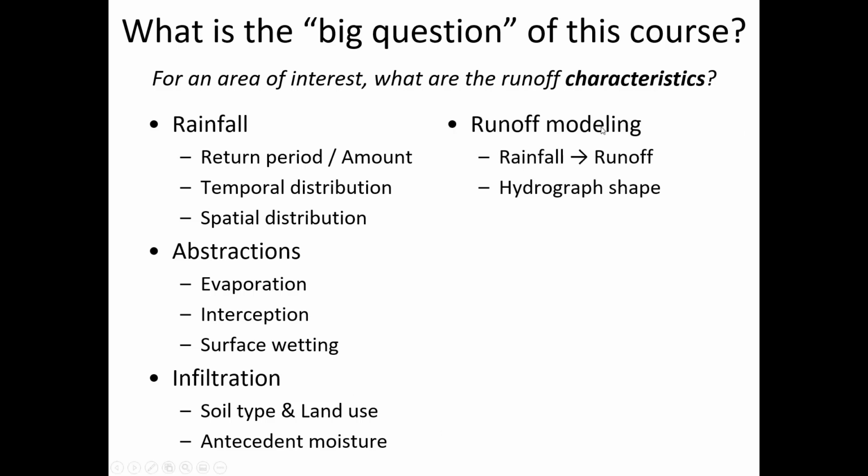So the modeling that we're going to focus on in the coming weeks is turning some rainfall distribution into a runoff distribution and trying to predict what the shape of the hydrograph looks like. And it's not just the sizing of things like culverts and channels and bridges that's affected by the shape of the hydrograph, but it's also larger structures like dams.